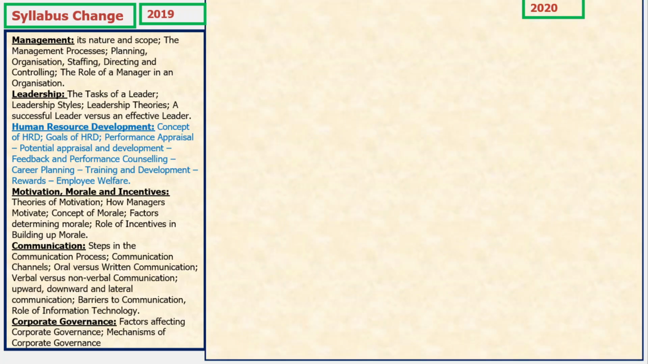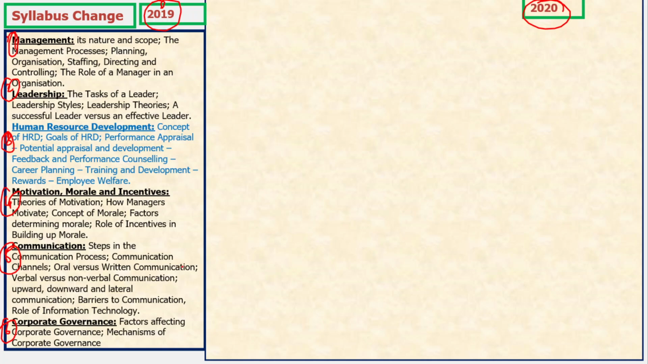You see, this was the 2019 syllabus, which was similar to the 2018 syllabus, and this was 2020. The 2019 syllabus, if you look at it, can be divided into 6 broad parts: fundamentals of management, leadership, human resource development, motivation, moral incentives, communication, and corporate governance. Okay, so there were 6 areas.